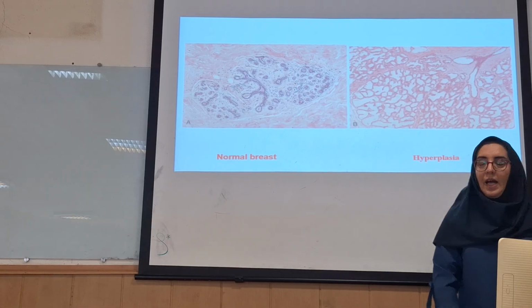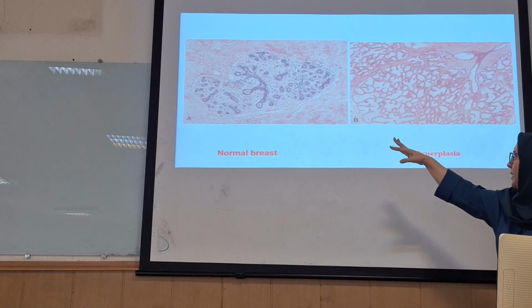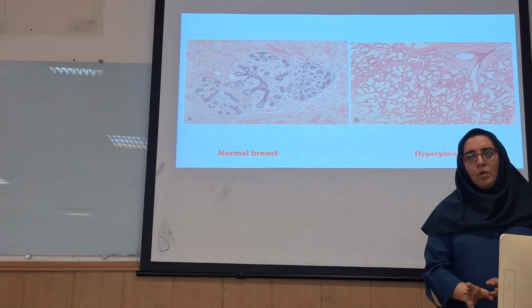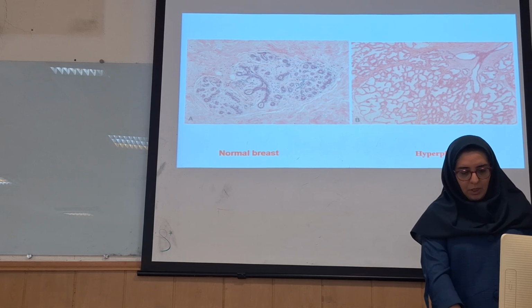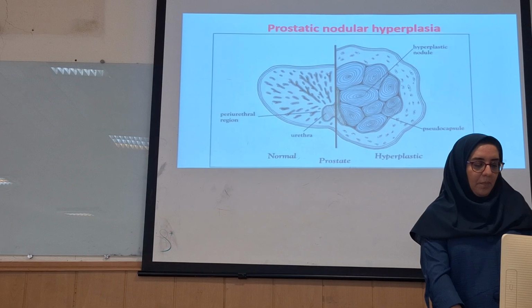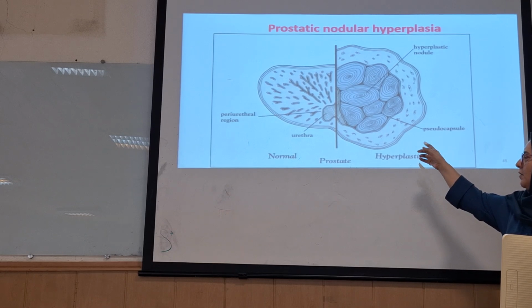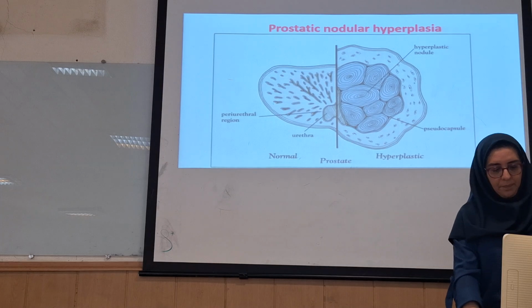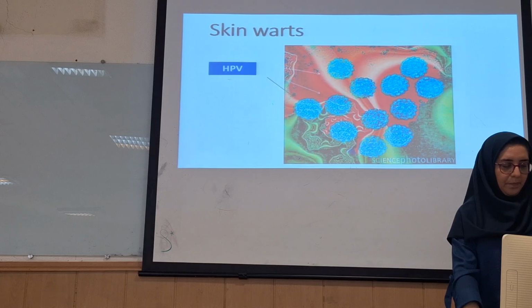Also, we have hyperplasia in the breast, normal breast lobular hyperplasia. We have dilatation in the normal physiologic state and in some tumoral states in the breast. Also, we have hyperplasia in the prostate. We have glandular and stromal hyperplasia due to hormonal effect, and prostatic nodular hyperplasia is another.